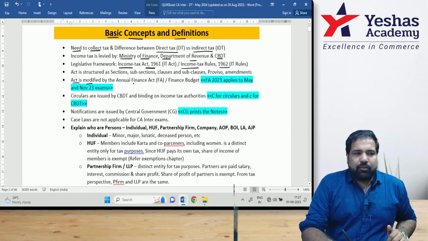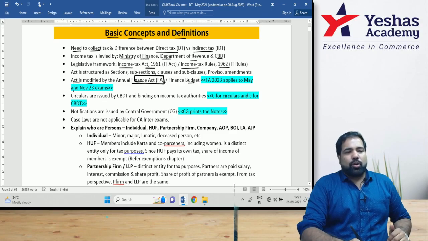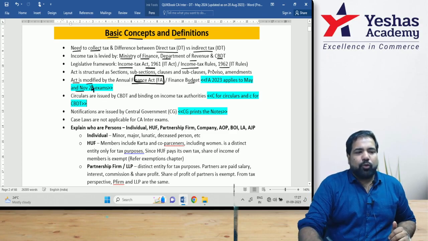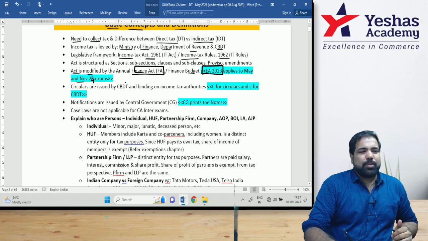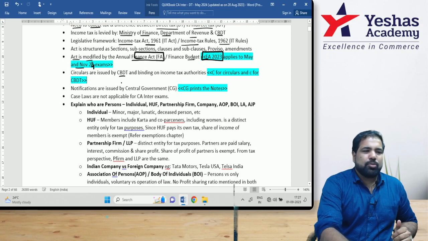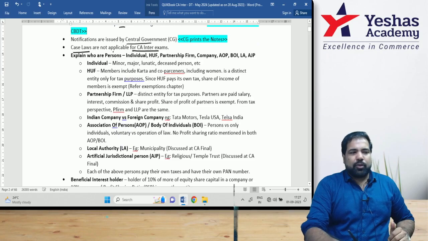Yes. The act is modified every year. Is that true? We have something called the Finance Act, also called the Budget, guys, which applies to your year. For 2024 exams, Budget 2023 applies. Circulars are issued by CBDT, not important, guys. Notifications are issued by the central government, not important. Case laws are not applicable at which level, guys? CA Inter.